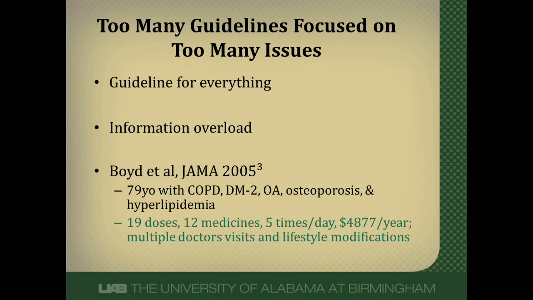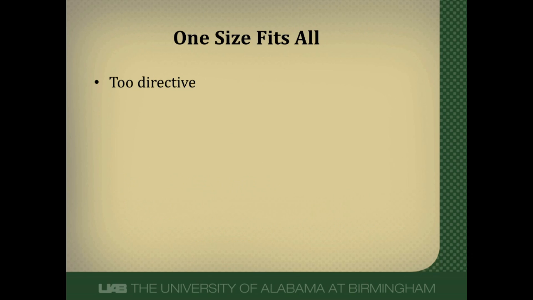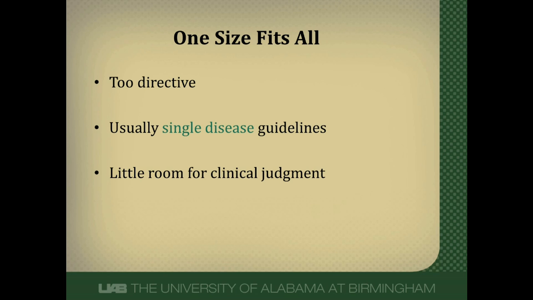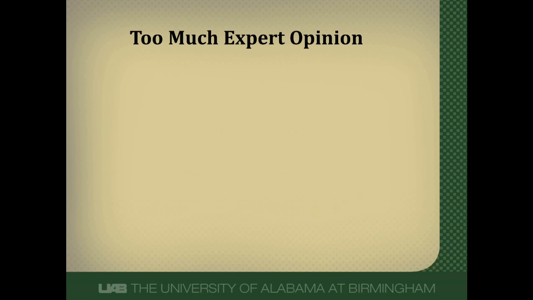So really they're trying to cover too many things with guidelines instead of trying to cover the main areas that have a lot of variability in care. The other problem I see with guidelines is that they have a one-size-fits-all mentality. They're way too directive. Instead of being a guideline and guiding you on things that could be done, they try to tell you what you should do on everybody. And unfortunately, just like guideline panels of single specialty membership, most guidelines are single disease-focused guidelines. And patients have multiple comorbidities usually, and these guidelines leave almost no room for clinical judgment.